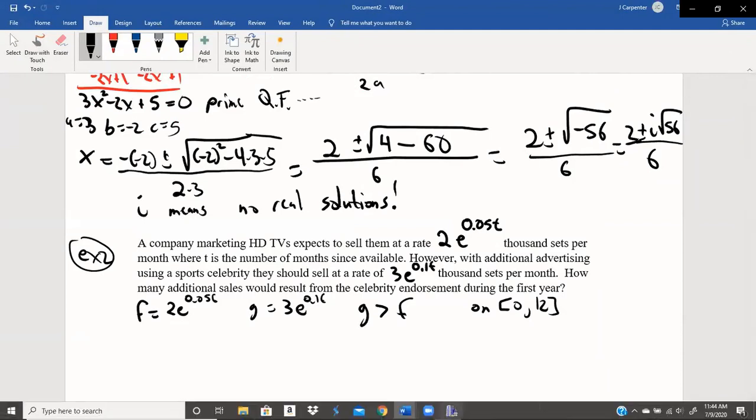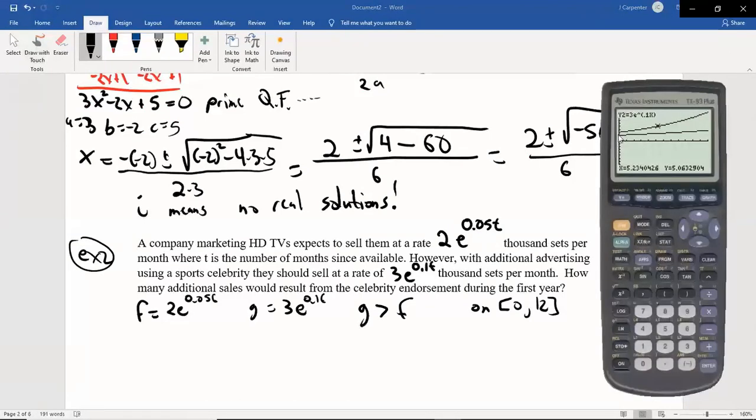So what we are trying to ultimately do is find the area between these two curves from 0 to 12. We're trying to find all of this area, not below, just between the two curves. That would be the additional sales. The reason is, when we integrate the rate, we get the sales figures. So if you just integrate the 2e to the 0.05t, that would give you the sales from no advertising. If you just integrate the 3e to the 0.1t, that would give you all the sales from advertising, because integrating the rates gives you the sales.